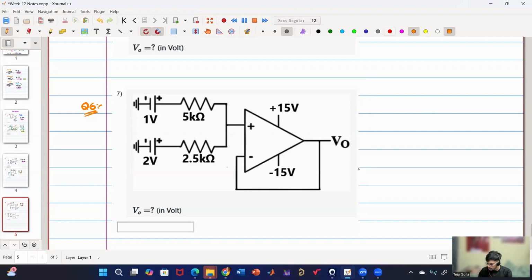Okay, let me ask you one question then. What is this voltage? Three volt. How? One plus two connected to positive terminals. This voltage, I'm asking this voltage.